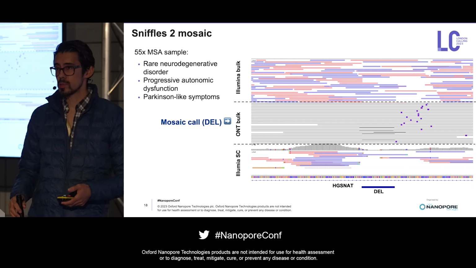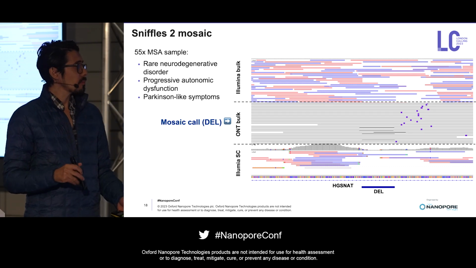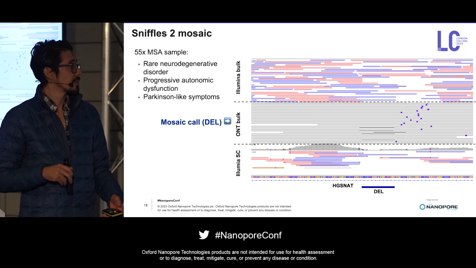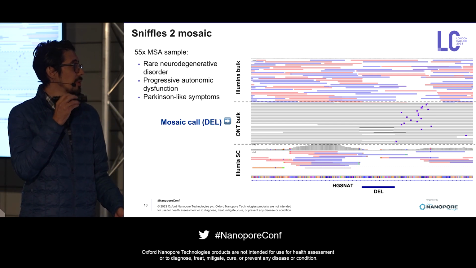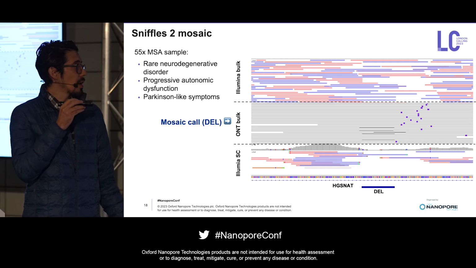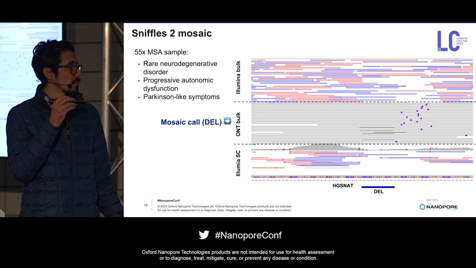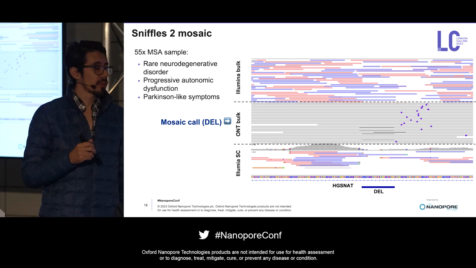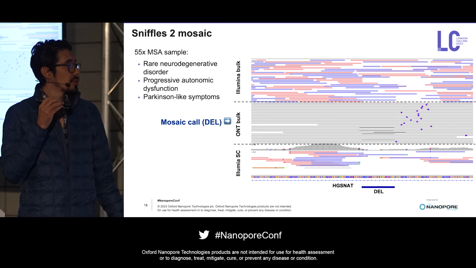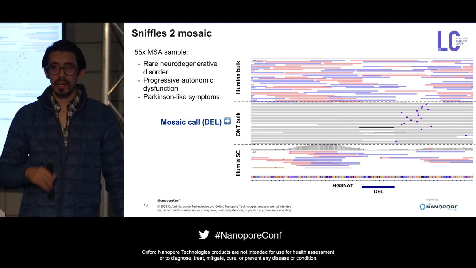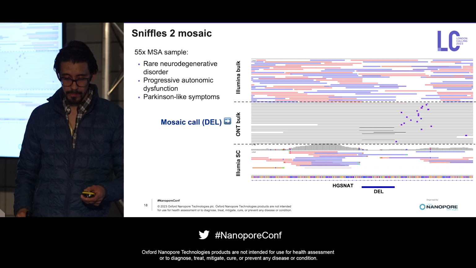And we applied this to an MSA sample, a rare neurodegenerative disease with Parkinson-like symptoms. And we can show you here, we have ONT bulk, Illumina bulk, and Illumina single-cell sequencing. And we were able to detect this deletion in an important gene. And some of the single-cell sequencing from Illumina also shows this. So we're currently working in collaboration with Christos Prokakis from UCL to validate some of these mosaic structural variants.